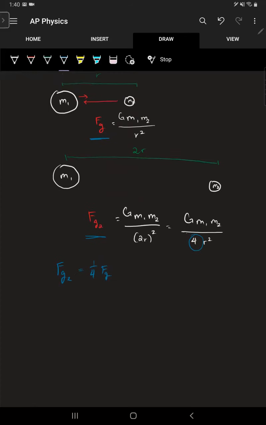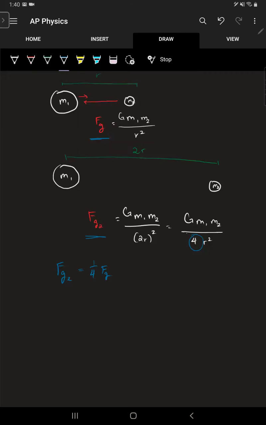So that's what I mean by a squared relationship. If you double the distance between them, you have to divide the original force by 4. Thought experiment: if you tripled the distance between them, then you would divide it by what? 9, because that's 3 squared.